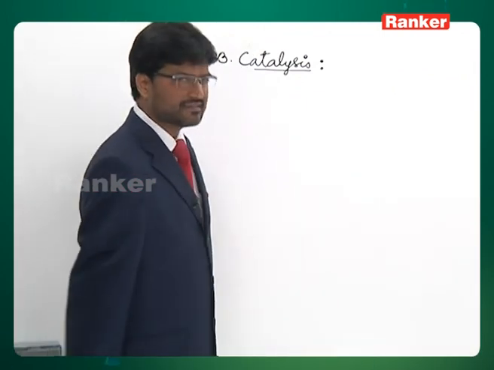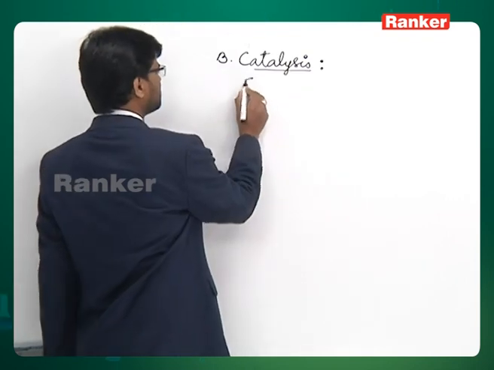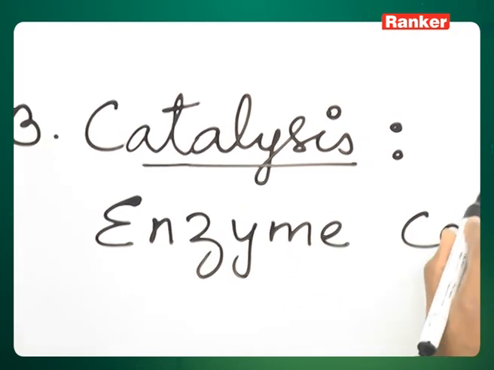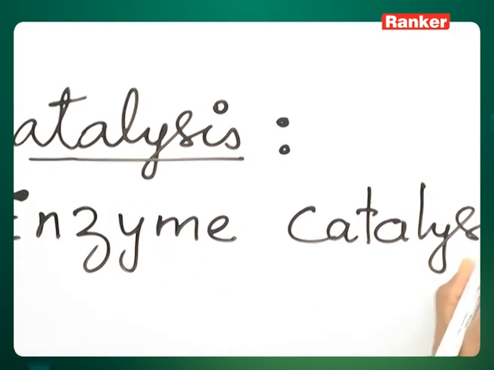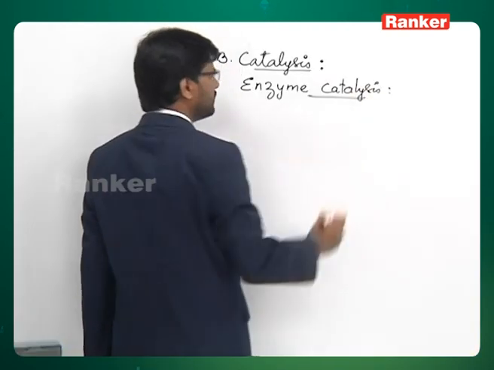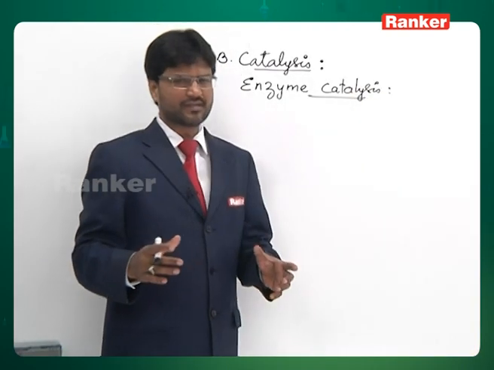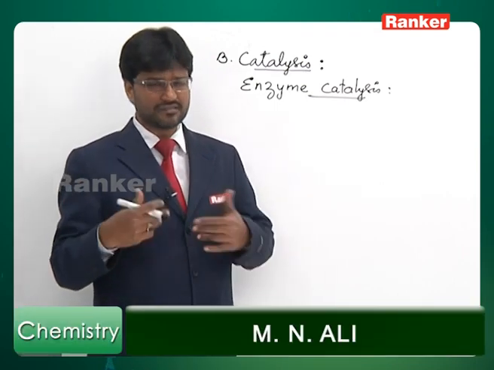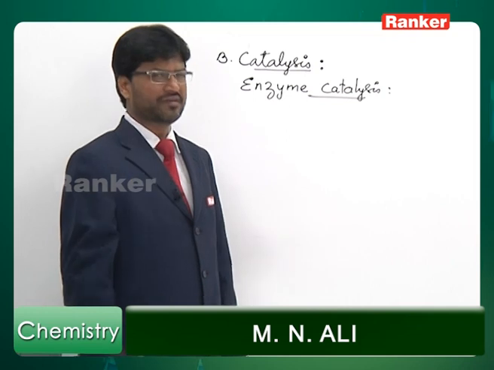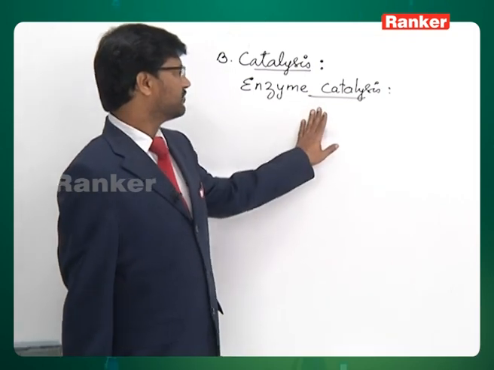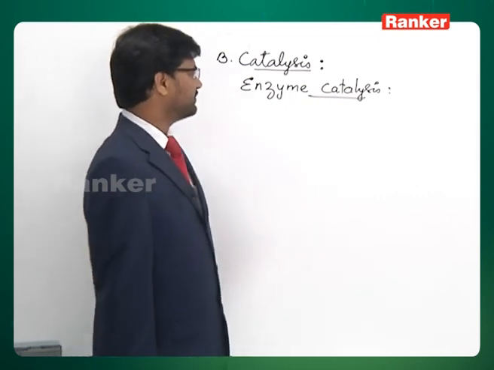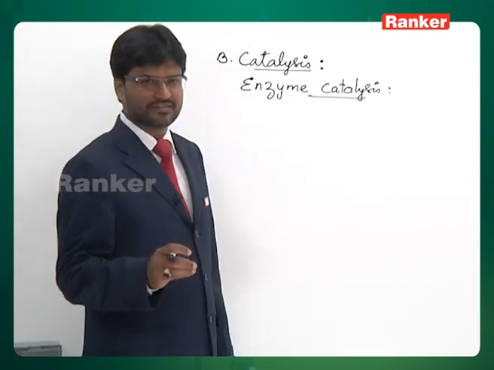Under catalysis, now we'll discuss another type of catalysis called enzyme catalysis. We have already talked about transition metal catalysts and their compounds. Compounds of transition metals and transition metals themselves can act as catalysts, important industrial catalysts. Now we are going to talk about another type of catalysis, which is called enzyme catalysis. As the name itself indicates, this uses enzymes as catalysts.